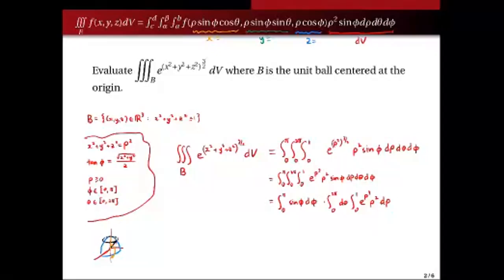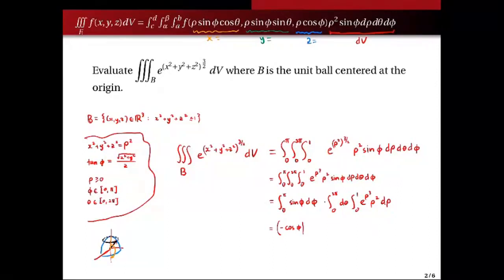Questions so far? Therefore, we evaluate this. For this one, you will have negative cosine phi evaluated from 0 to pi. And then here you have integral 0 to 2 pi of d theta. Just write it as 2 pi.